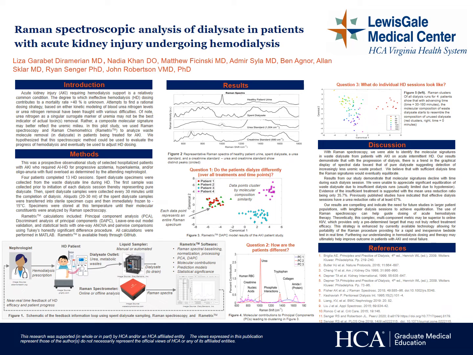Subsequent analysis revealed an initial steep decline in the concentration of molecular constituents in the waste dialysate, followed by a lesser decline, suggesting eventual equilibration. Unfortunately, the migration of these molecular clusters was limited by the rather short duration of dialysis treatment in this sample of patients. We conclude that Raman spectroscopy can be used to analyze molecular components in waste dialysate, and monitor their decline until they reach equilibrium.